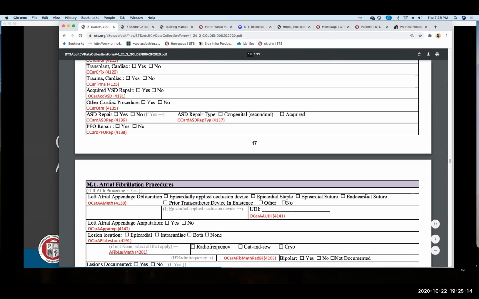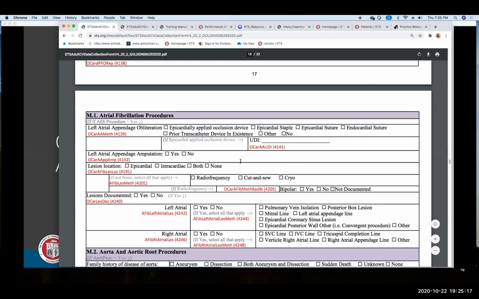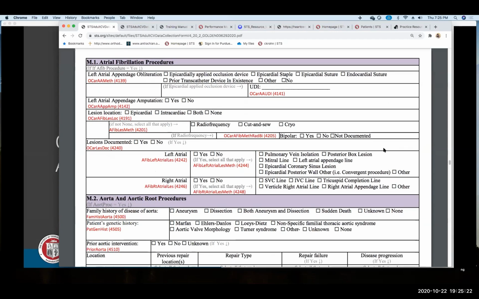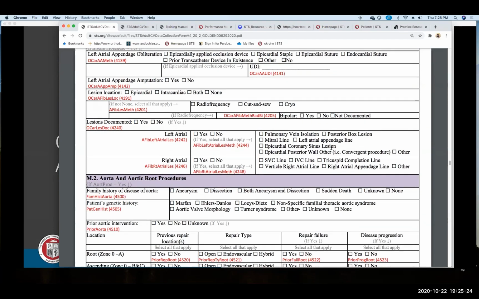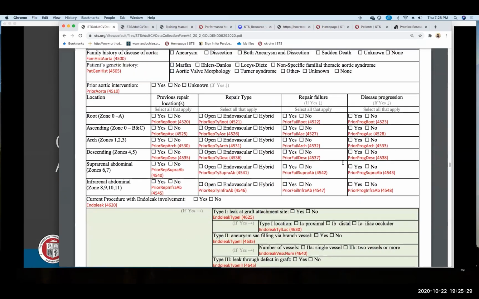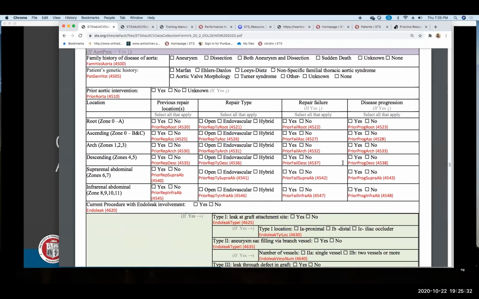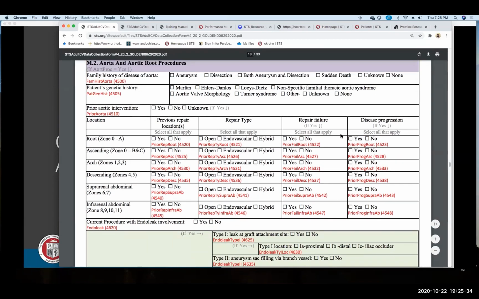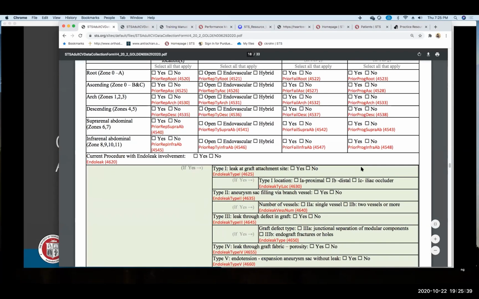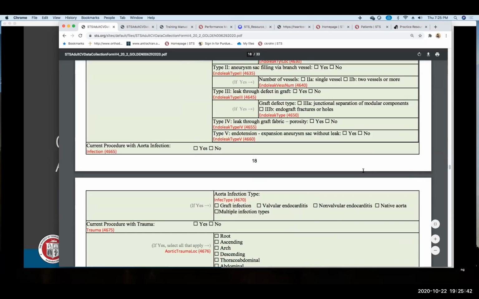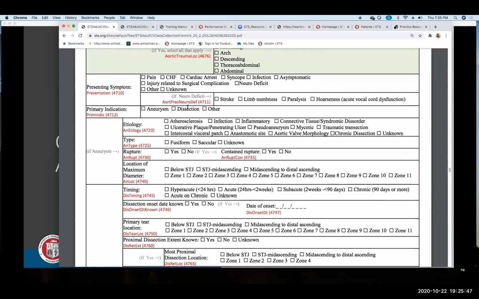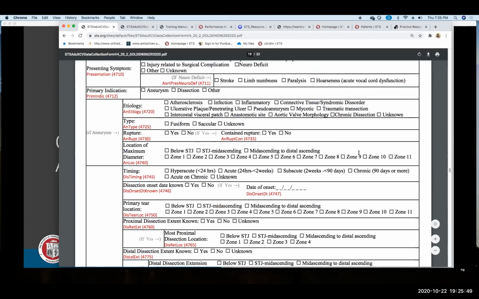And then we have our AFib section. We have the left atrial appendage obliteration, amputation, if they did a Maze procedure where those lesions were made. And then our aorta section is rather extensive. We get into a specific history of aorta patients related to familial history, and then we get into previous procedures and any types of endoleaks. And then we collect more granular data on aneurysms and dissections.